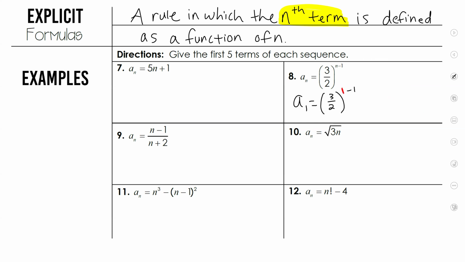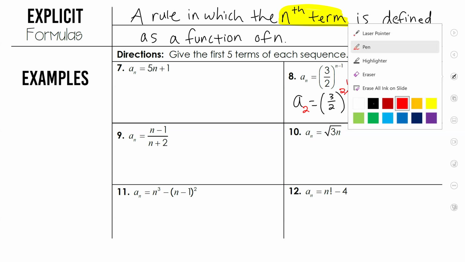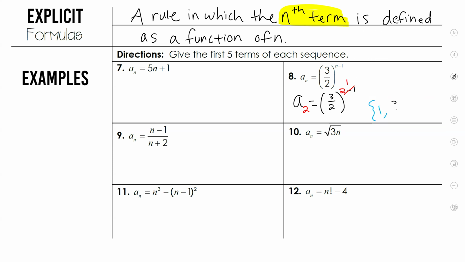Well, guys, what's 1 minus 1? And what is anything to the power of 0? 1. So my first value is a 1. The first number in the sequence is a 1. Now let's do the next natural number, which is 2. So I'm going to erase this and put 2's there. We're going to plug in a 2. Well, 2 minus 1 is 1. What is anything to the power of 1? Itself. So that'll be 3 halves.